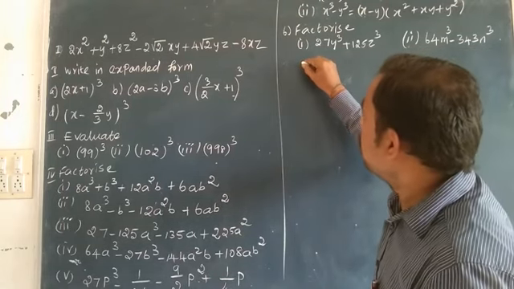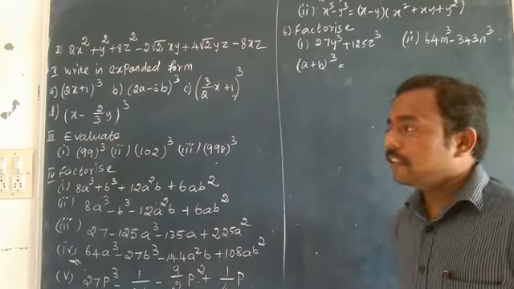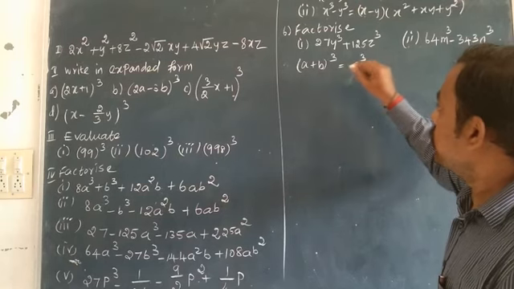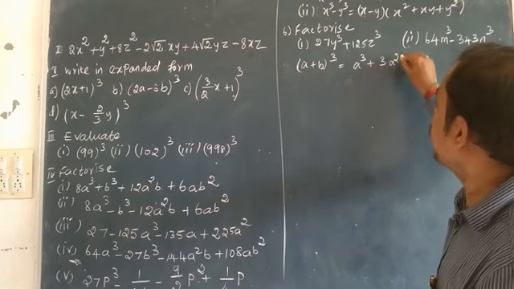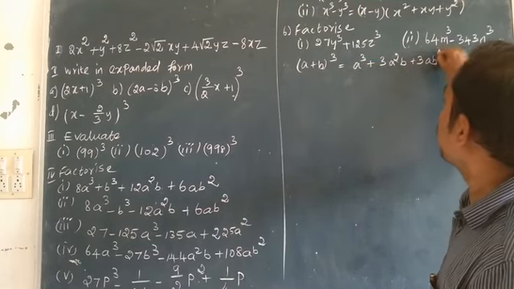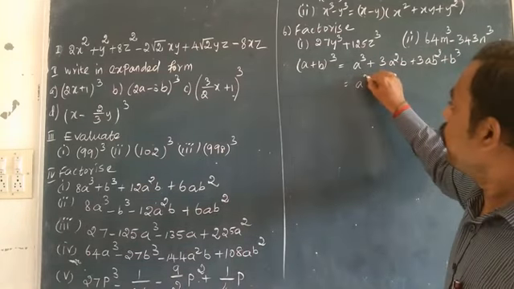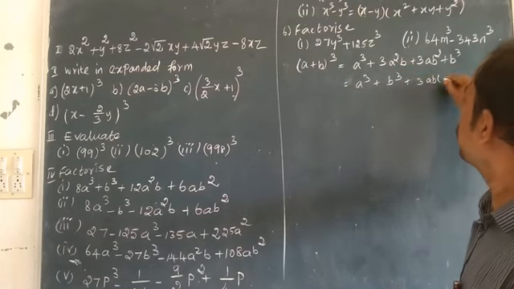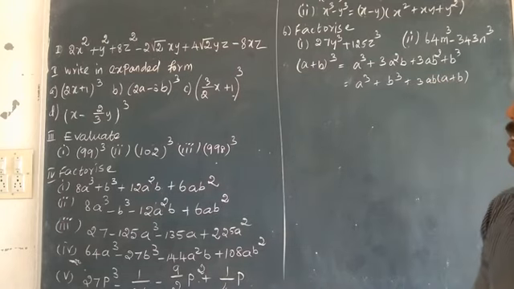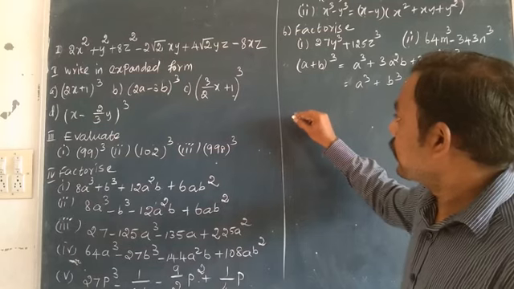Suppose the first identity, (a plus b) whole power 3. In answer you can write its expanded form: a cube plus 3 a squared b plus 3 a b squared plus b power 3. Or in another way, a cube plus b cube plus 3ab, where 3ab is common, so 3ab into (a plus b). For that you are going to use such type of identity. So for the first problem, it is given like that.